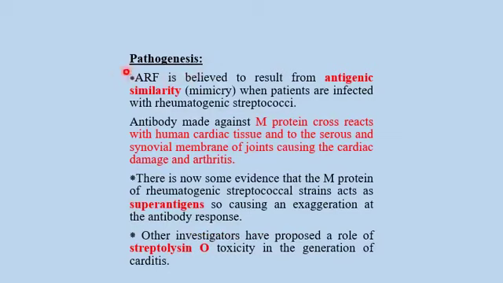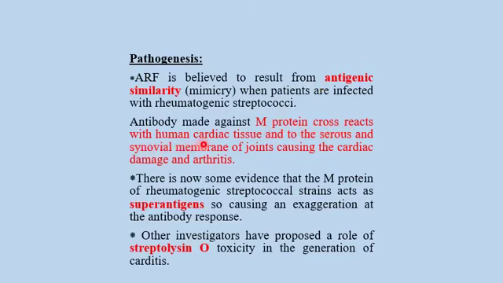When we speak about the pathogenesis, why this acute rheumatic fever occurs, we know acute rheumatic fever is believed to result from antigenic similarity. Can call it mimicry. يعني في تشابه بين حاجتين. إيه هما الحاجتين دول؟ Two things have the same antigenicity. When patients are infected with the rheumatogenic streptococci, يبقى في حاجة اسمها antigenic similarity. يعني two antigens are similar. When we are infected with rheumatogenic streptococci, the antibody made against the M protein of these rheumatogenic streptococci cross-reacts with the human cardiac tissue.